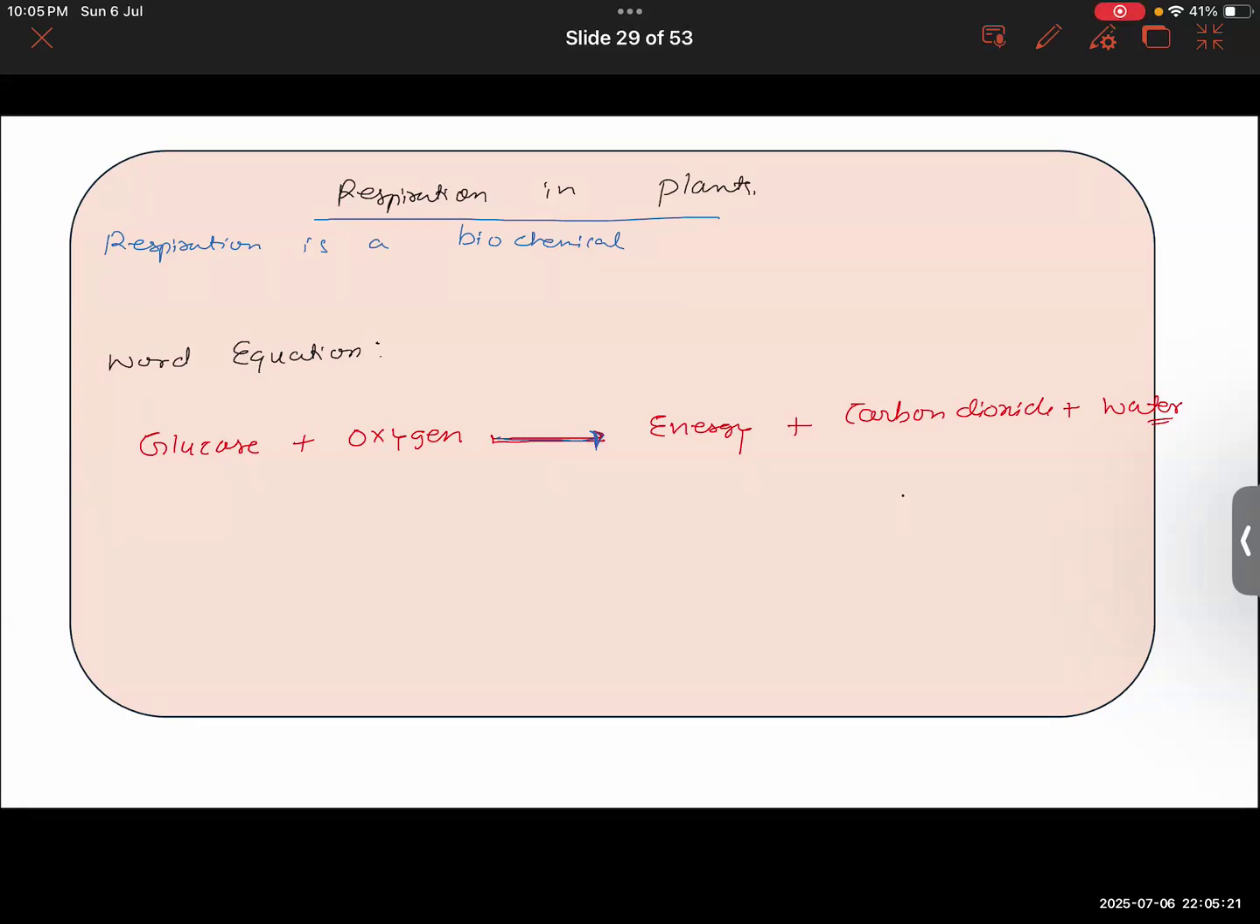So respiration is a biochemical process in which plants, just like all living organisms, break down glucose, which is basically the food prepared in the process of photosynthesis, to release energy.